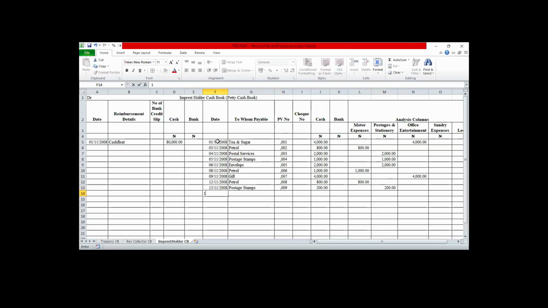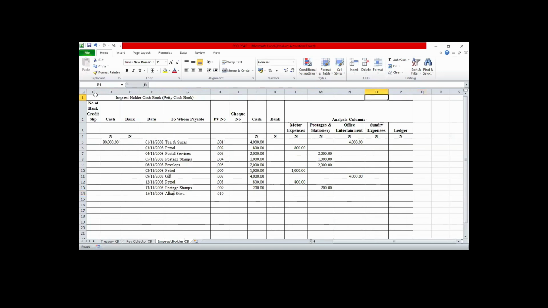15th of November. Alhaji Giwa ledger account. How much is that? 16,000. I'm coming, please. This is the debit side, this is the credit side. The one we are treating now is the credit side. The receiving side is where we have reimbursement details, where we have 80,000. That's the debit side. Didn't I indicate the credit side at the edge? Okay, I didn't indicate.